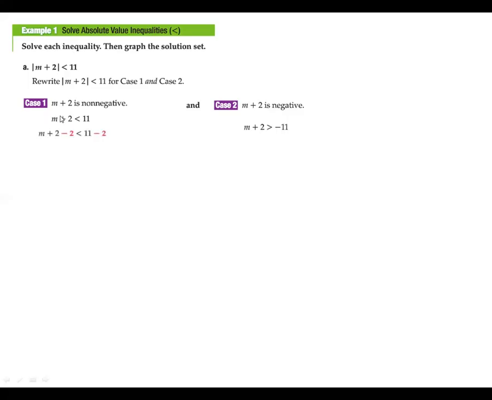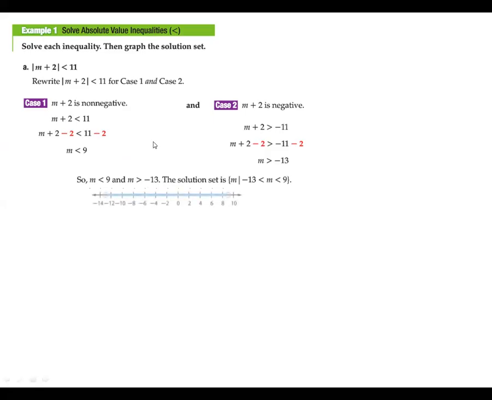Alrighty, so here we solve for m by subtracting 2 from both sides. Do the same thing here. Simplify, you get m is less than 9. And here you get m is greater than negative 13. So m is less than 9 and m is greater than negative 13. If you shaded the intersection of those, you would get all the numbers between negative 13 and 9, shade in between. Don't shade in the endpoints because the original inequality is strictly less than.